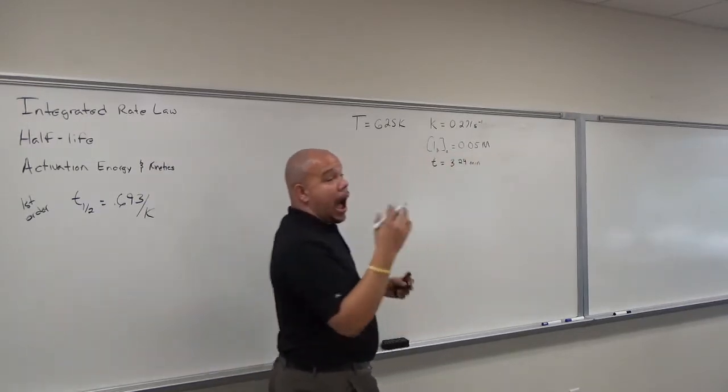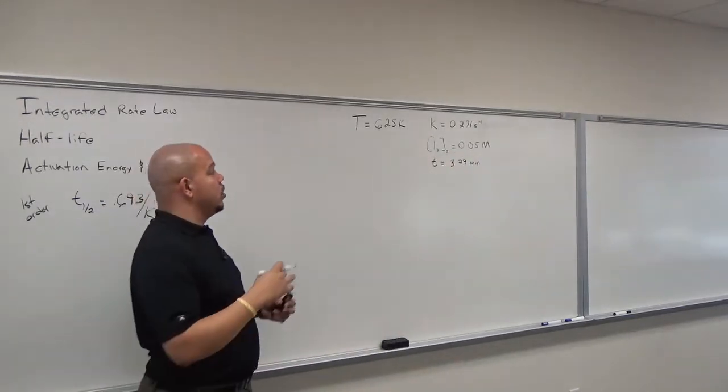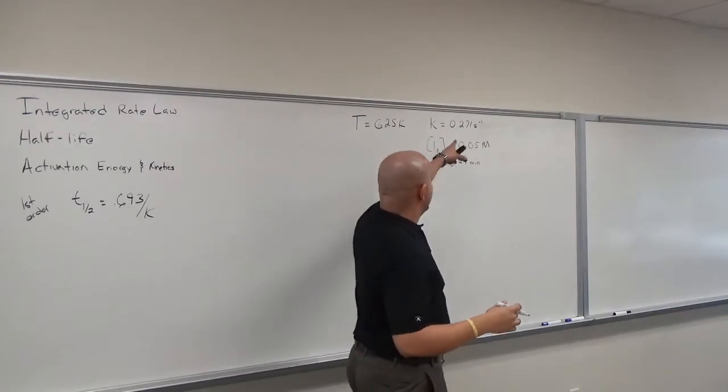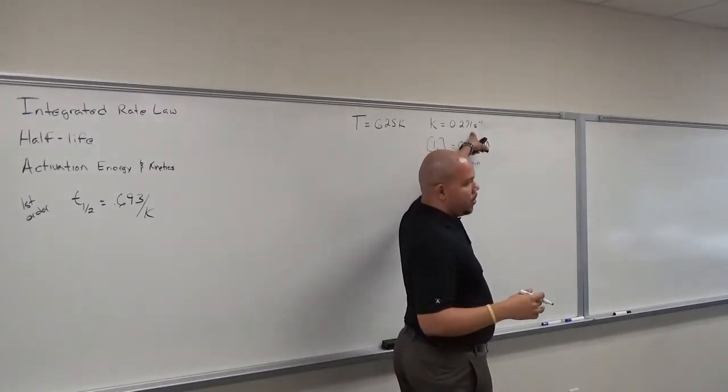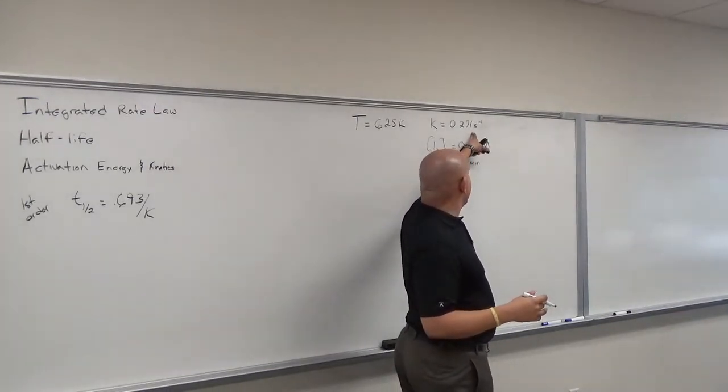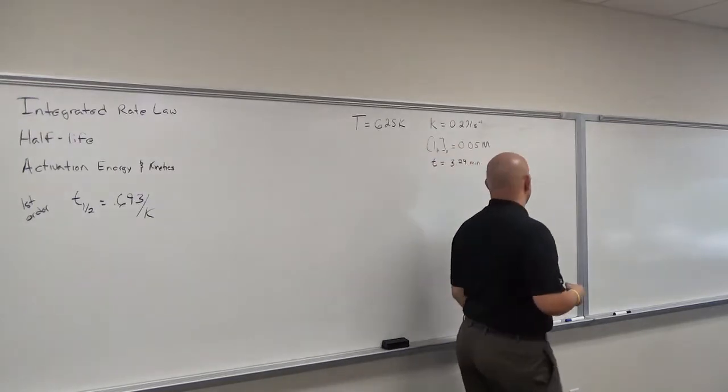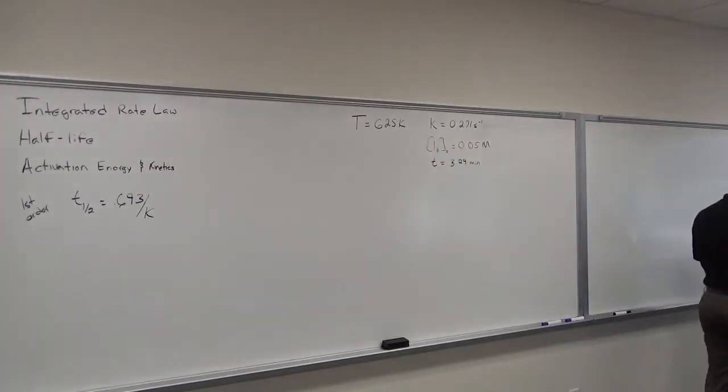Okay, now I always like to write down all my numbers and look for any unit discrepancies. We see we have a unit discrepancy here. Seconds is what our K is in, time is in minutes, so we need to convert that. So 3.29 minutes is converted into 197.4 seconds.